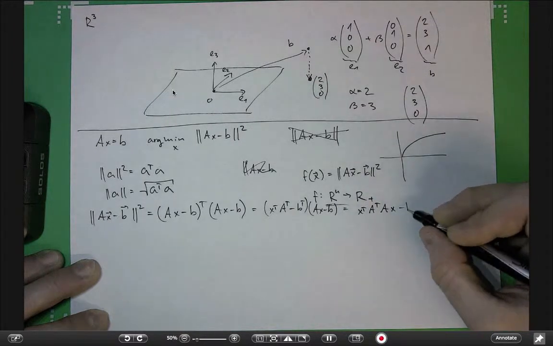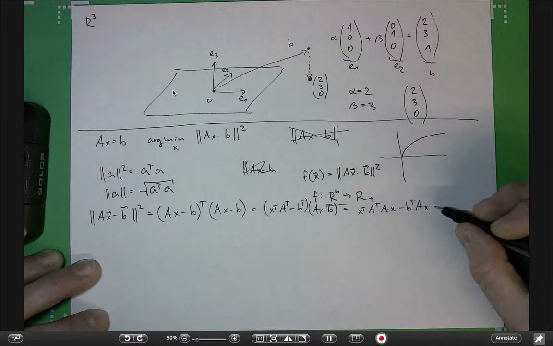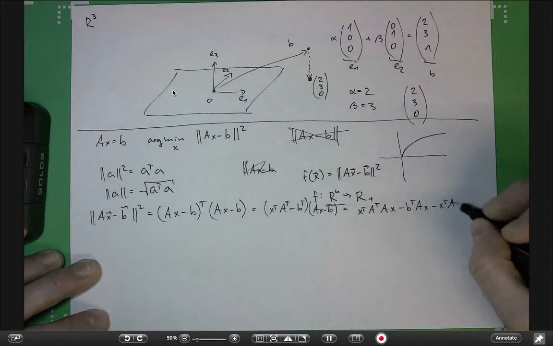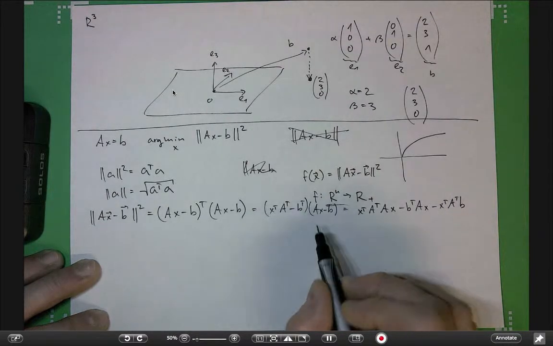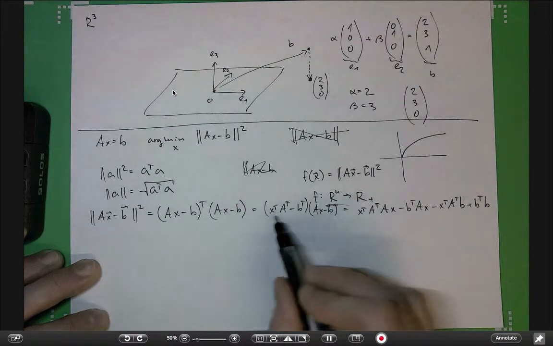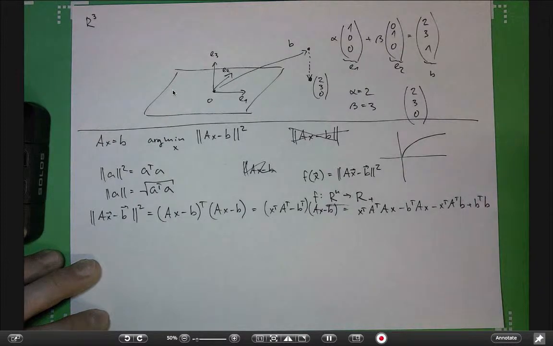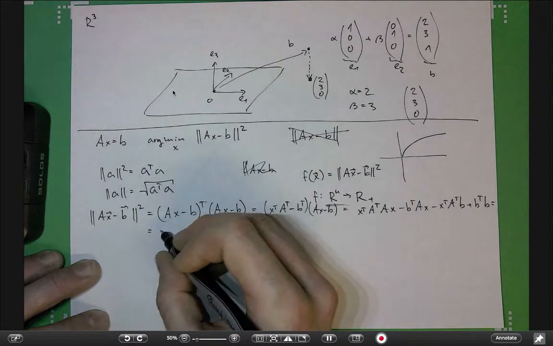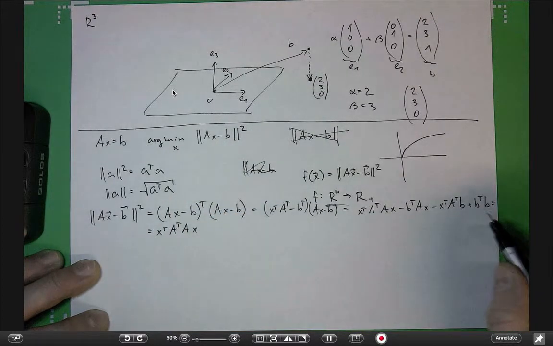Here I get minus b^T A x. Here I get minus x^T A^T b. You have to be very careful about the order because it's not commutative in general, right? Plus b^T b. Whatever comes first has to be on the left of whatever comes in the term to the right. And then the term x^T A^T A x.